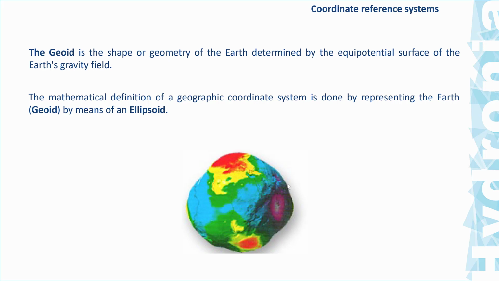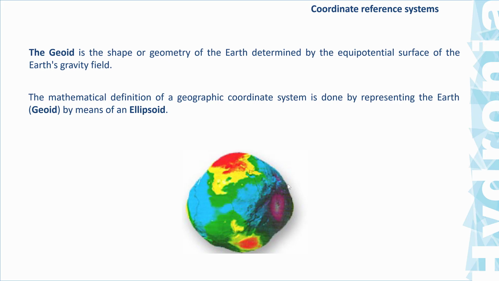Now the geoid is a geometrical form that we use to represent the Earth's surface that is not, as we said before, a perfect sphere, and is determined by the equipotential surface of the Earth's gravity field. So it's an idealized surface. It's not the exact real surface of the Earth, but it's an equipotential surface based on the fact that there is a force trying to pull all the objects on the surface to the center.